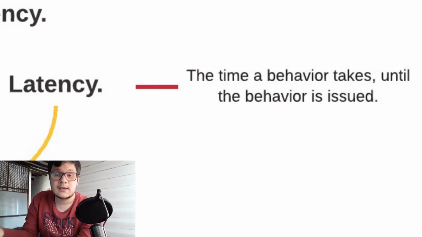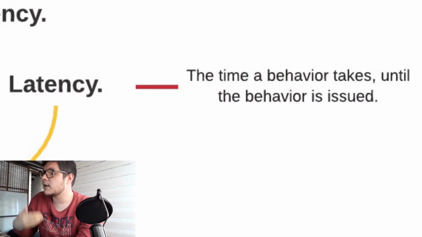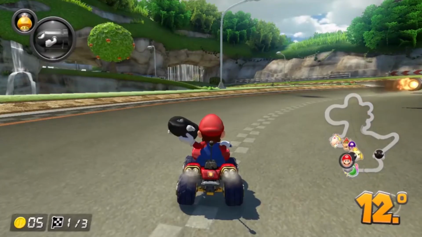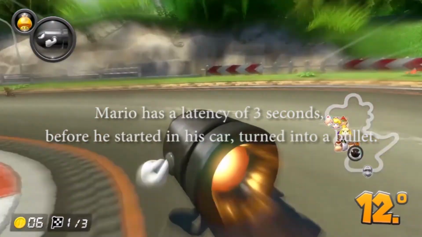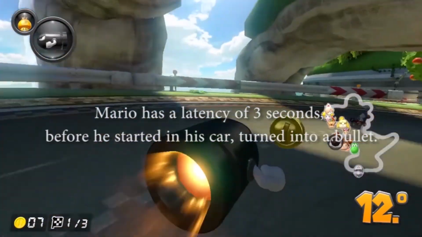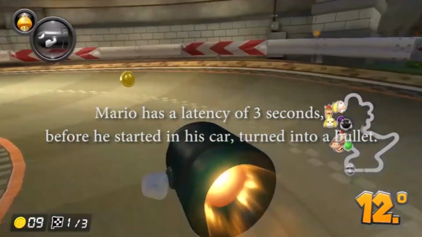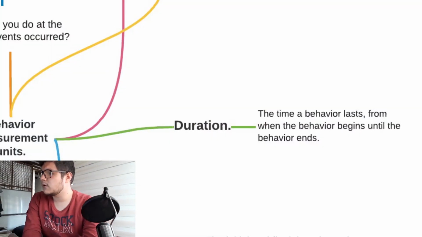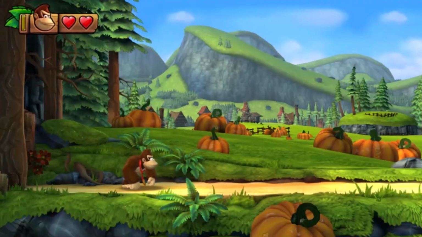The next unit of measurement is latency. Latency is the time a behavior takes until the behavior is used. In short, it is the delay before the behavior. For example, let's go with the duration. Duration is the time a behavior lasts, from when the behavior begins until the behavior ends.